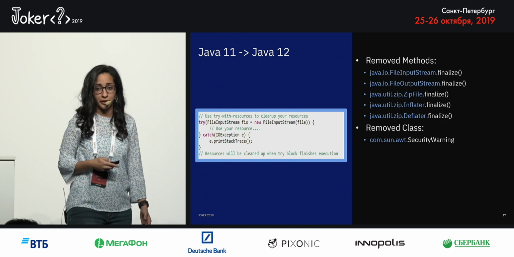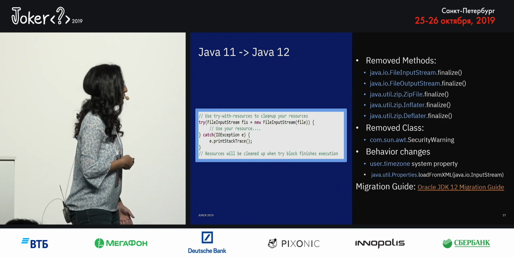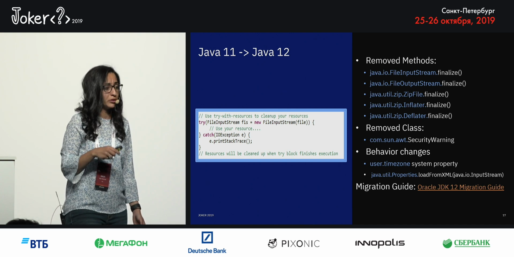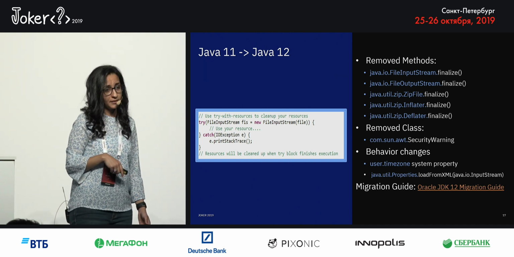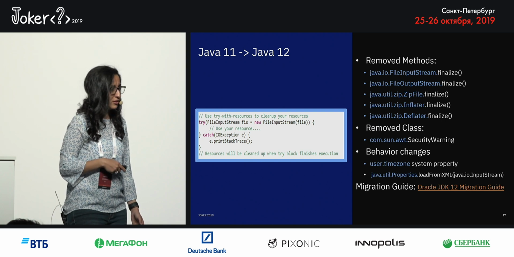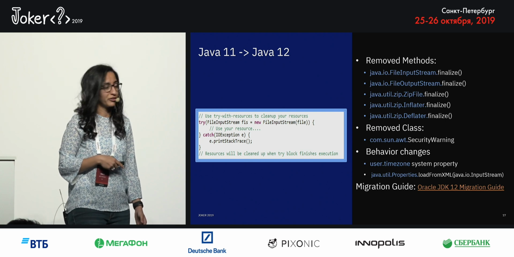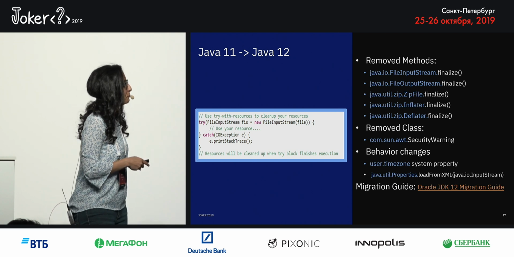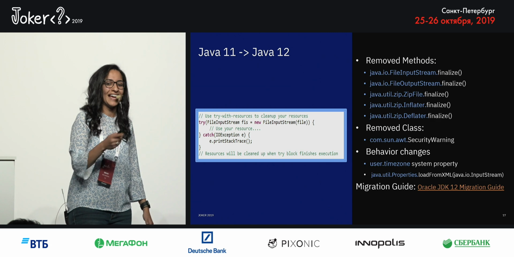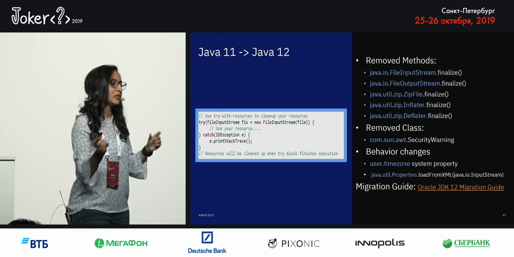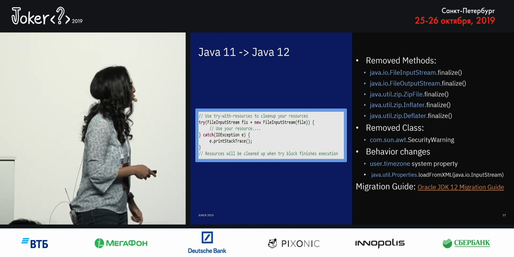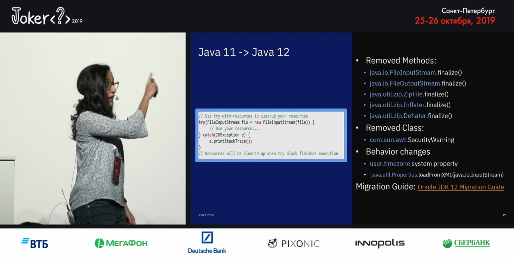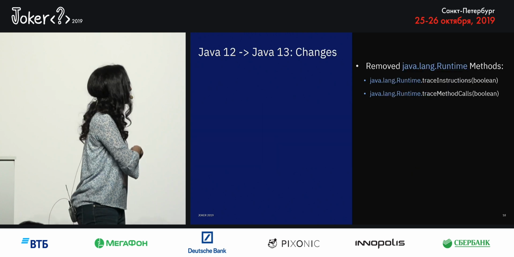The security warning class got removed. It's probably not going to impact you too much. The user time zone system property may return null now instead of empty. I just like to highlight that in case you're trying to avoid a null pointer exception, though I don't think this is going to impact you too much either. And then load from XML is again a method that returns a different exception now than it did before. I'll link to the Java 12 migration guide if you're curious about any of these.